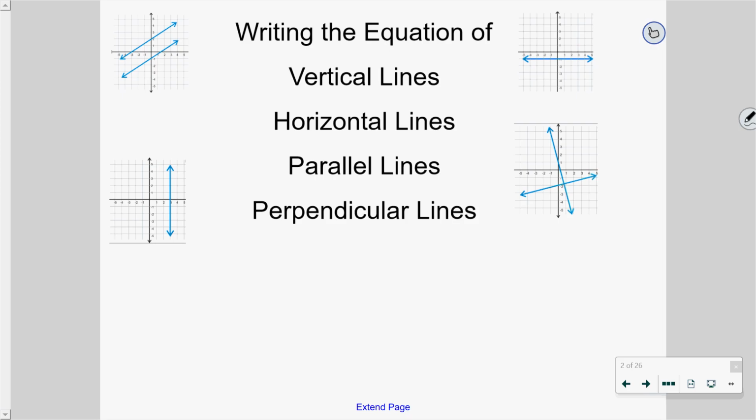So I've got 4 different graphs. Which one's vertical, which one's horizontal, which one's parallel, which one's perpendicular? Yeah, that's an actual question. Why can't that be an actual question?